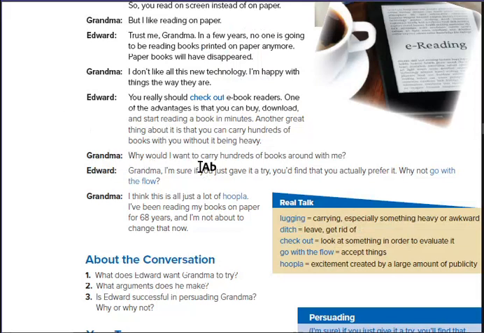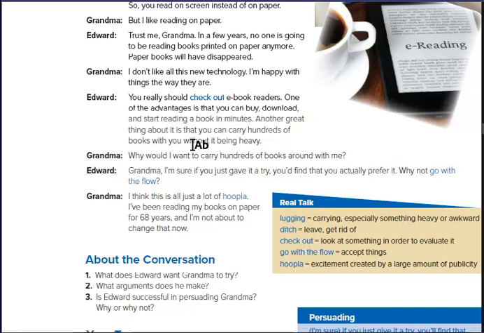So, one of the advantages, of course we covered advantages before, meaning the positive things about e-book readers, is that you can buy, download and start reading a book in minutes. You can download them and start reading in what? In minutes, on downloading the books.